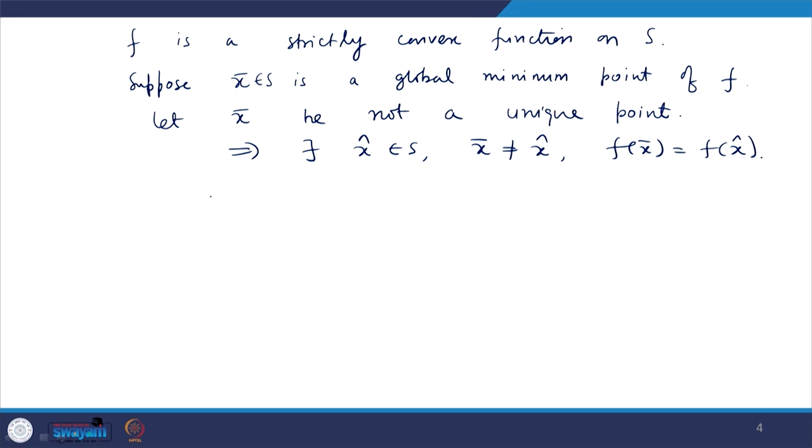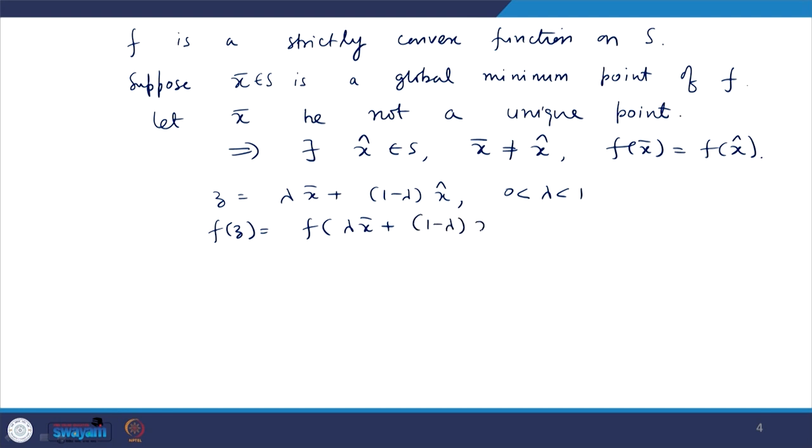Now you take a point, say z, which is lambda x bar plus 1 minus lambda x cap, lambda between 0 and 1. Now if you take f(z), f(z) is nothing but f of lambda x bar plus 1 minus lambda x cap. So it is equal to lambda times f(x bar) plus 1 minus lambda times f(x cap). But these two are equal. Here the function is strictly convex, so this will be strictly less than this.